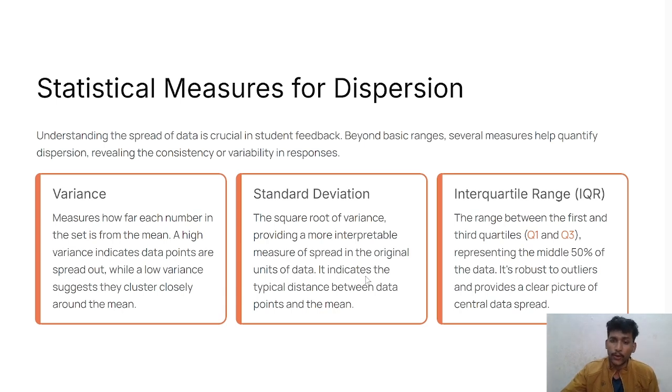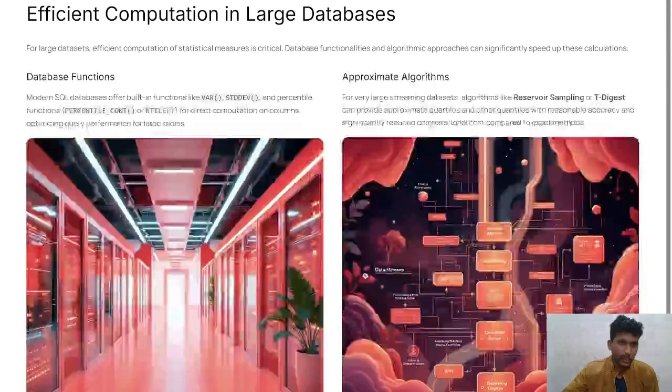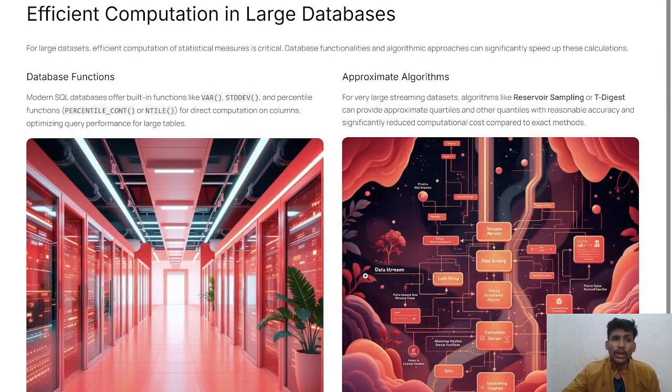Interquartile range, IQR. So the range between the first and third quartile, Q1 and Q3, representing the middle 50% of the data. It's robust to outliers and provides us a clear picture of central data spread. So now let's talk about efficient computation in large databases.